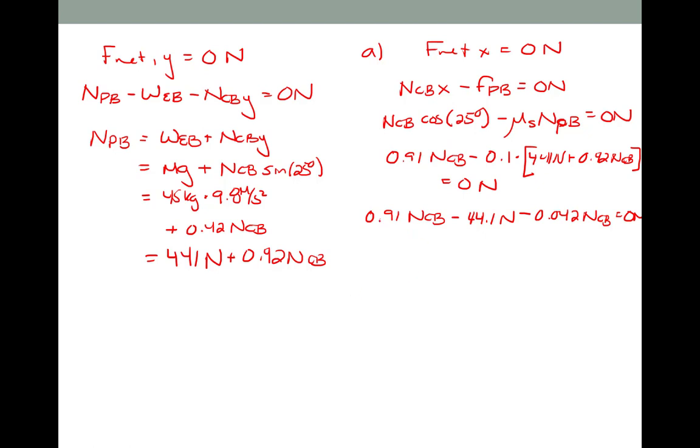I can collect like terms, so taking 0.91 and subtracting off 0.042 gives me 0.868 times the normal force from the contestant on the block. And moving the 441 newtons to the other side, 44.1 newtons. And now I can divide and find that the contestant is pushing with a force of 50.8 newtons. And that is part A.